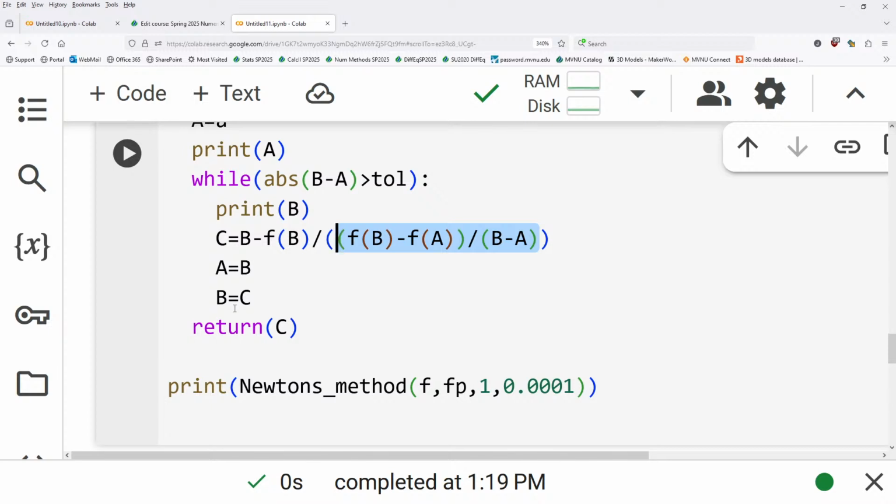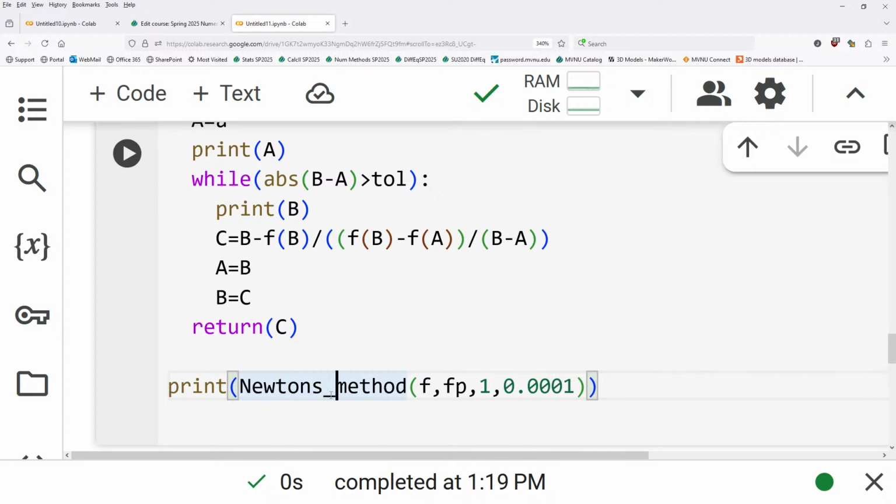Anyway, it looks a little bit different because in the book they put the b minus a on top, because they reciprocate because of this divide here, but it's the same. Anyway, that's it. Oh, and we should also change this down here.